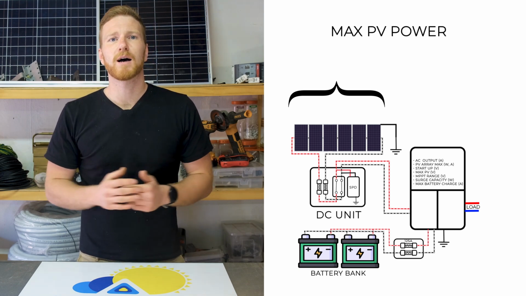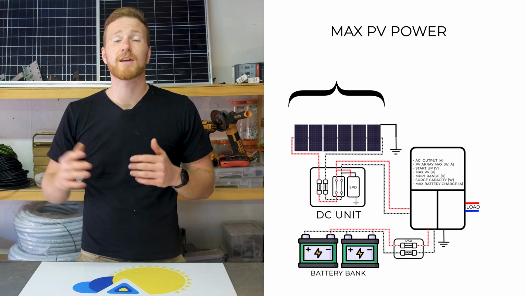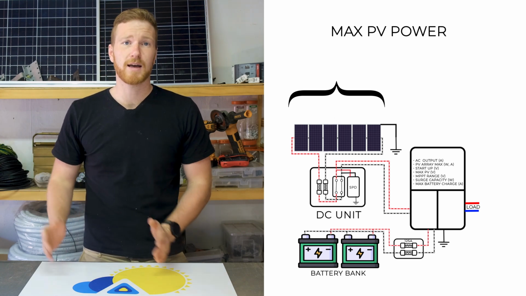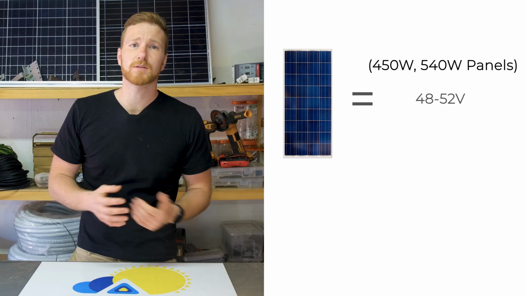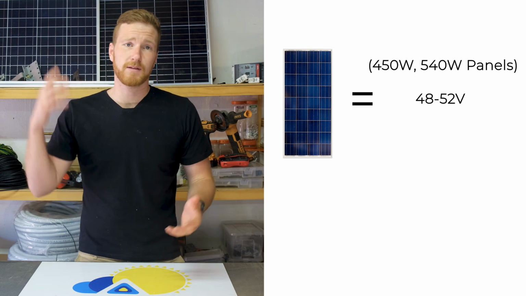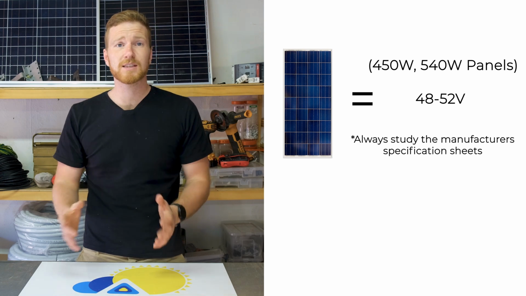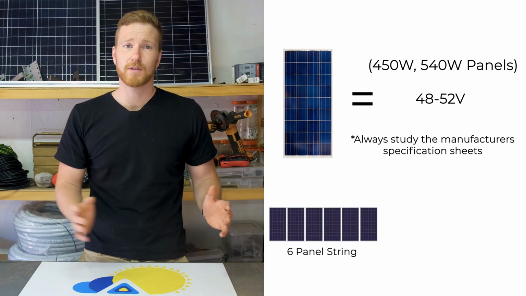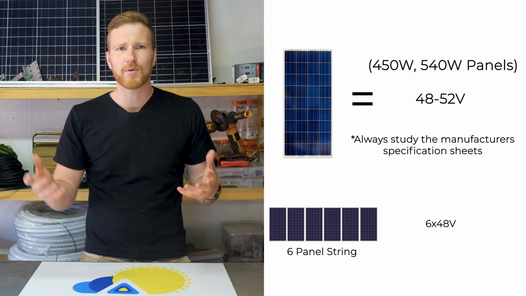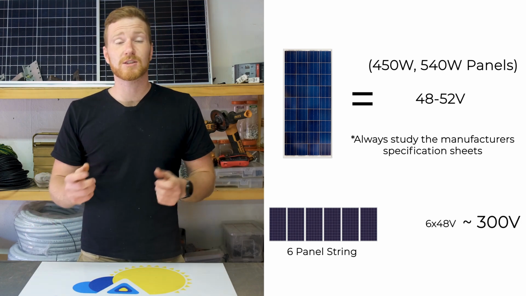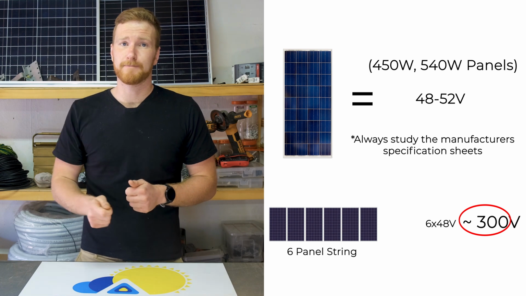Maximum PV input power. This is the maximum DC power that your panel array can supply to the inverter. Each panel's voltage usually ranges from 48 volts to 52 volts, depending on the ambient temperature. So if you have 6 panels in series, otherwise known as a string, the voltage will be 6 times 48, so around about 300 volts. So make sure that this is within range of your inverter.